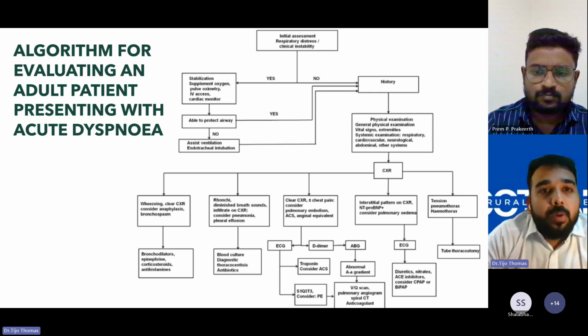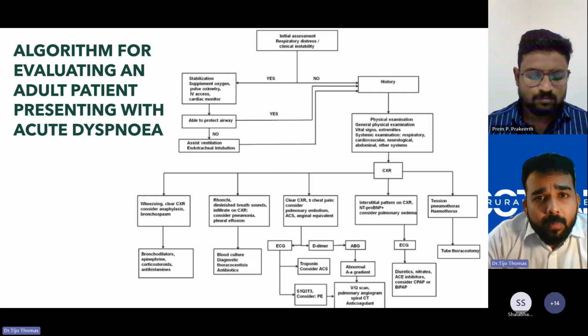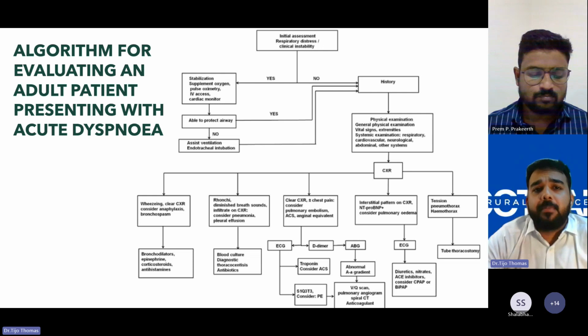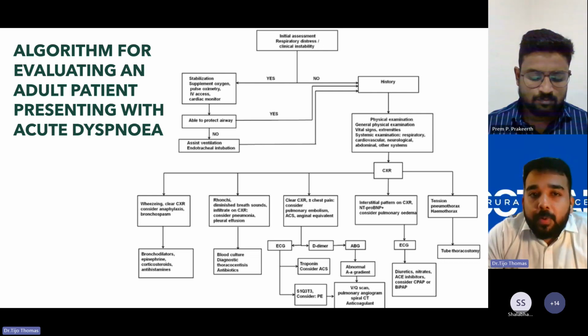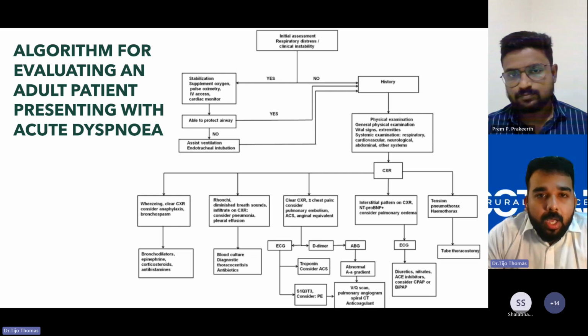If the patient is not stable, we'll secure the airway, secure IV access, and see the patient again. If the risk is eliminated, we'll go into history, do a thorough physical examination, and try to come to a provisional diagnosis. Further, we'll probably have chest X-rays in our center. A chest X-ray could reveal much more detail regarding the pulmonary condition.